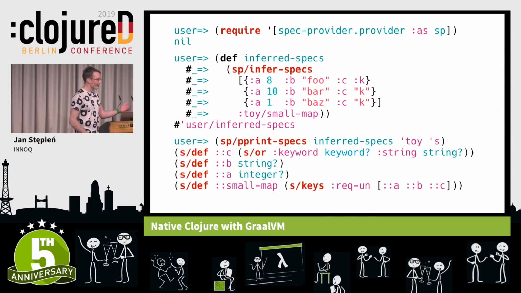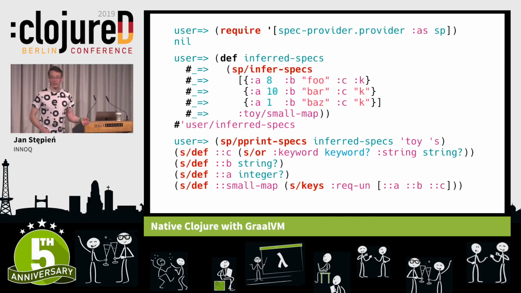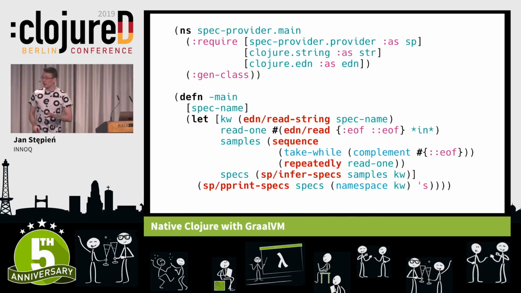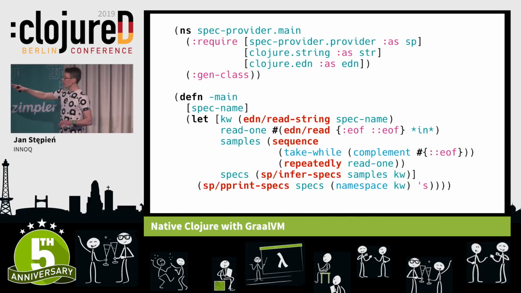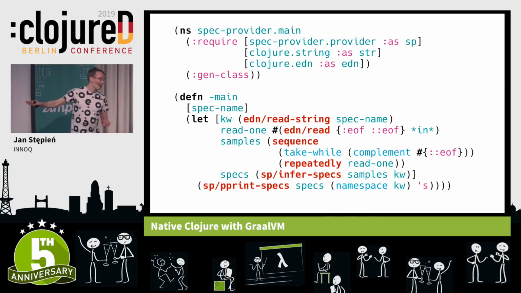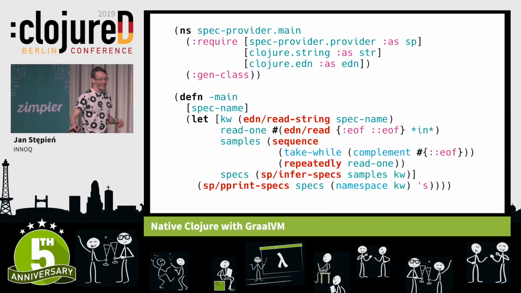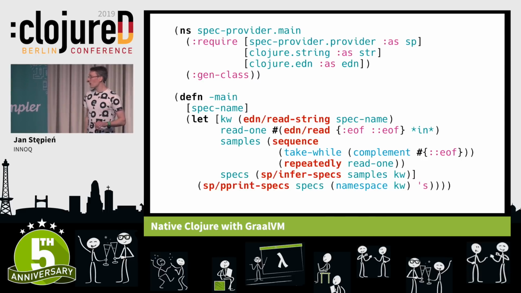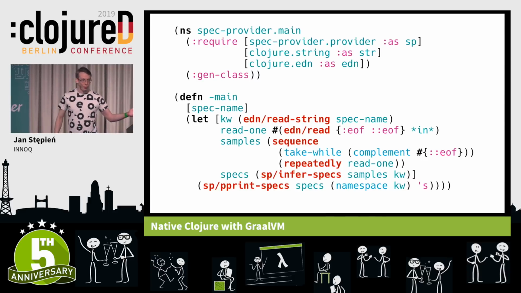Now we can use it to build some tool around it. Same structure, right? We've seen this before. We keep reading stuff from the standard input. This time we have to read till the end. It doesn't work on infinite sequences. And then we call print specs to print the resulting specification.